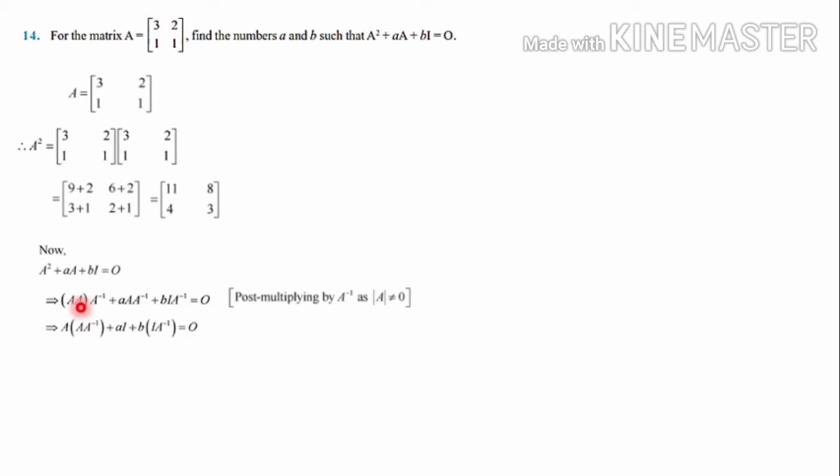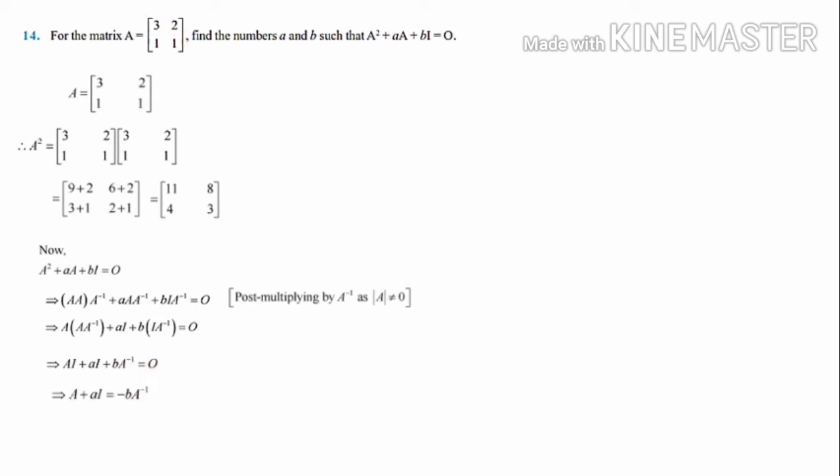Regrouping, that is A into this A and A inverse we are taking it together, plus A inverse, A inverse is I, plus B into I A inverse together we are taking equal to O. That is equal to A into A inverse is I plus AI remains the same, plus B into I A inverse, identity matrix into A inverse, that is A inverse itself equal to O.